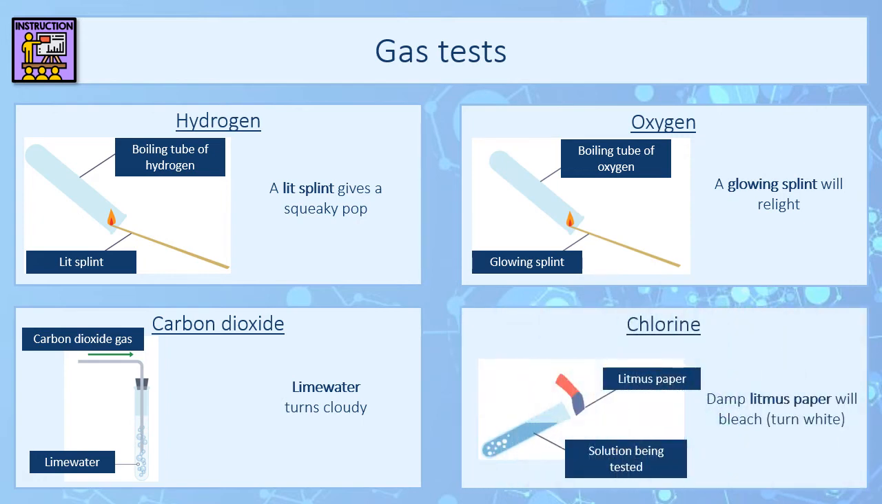And the final gas is chlorine. You can see in the tube there is a solution generating chlorine gas. Now, if that gas is chlorine, it will bleach that piece of litmus paper at the top. So a piece of damp litmus paper will bleach and turn white if there is chlorine gas present.